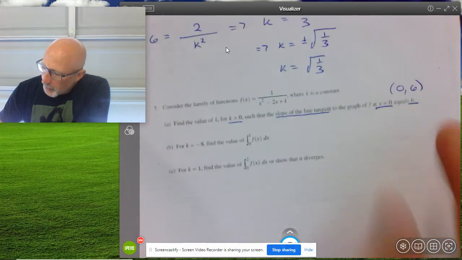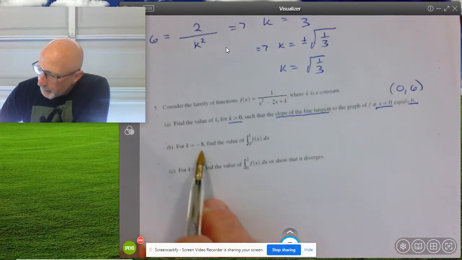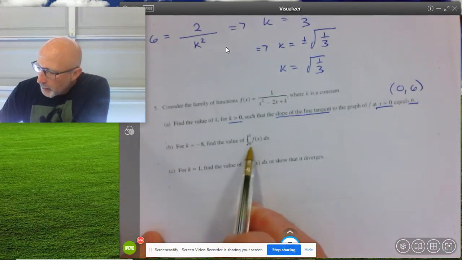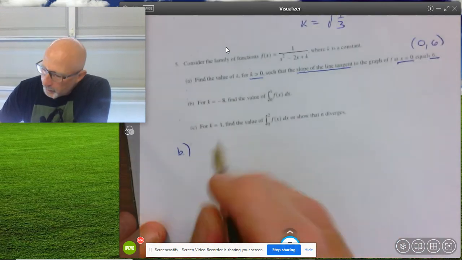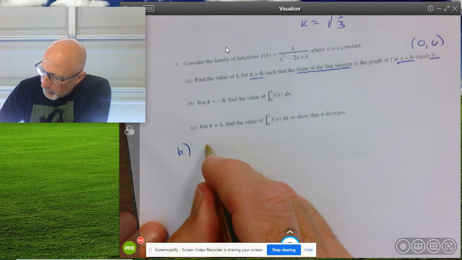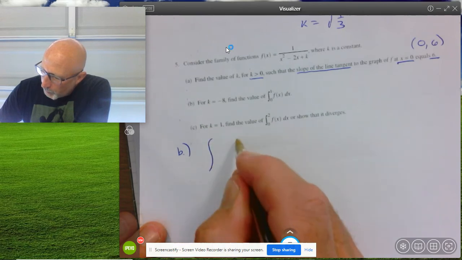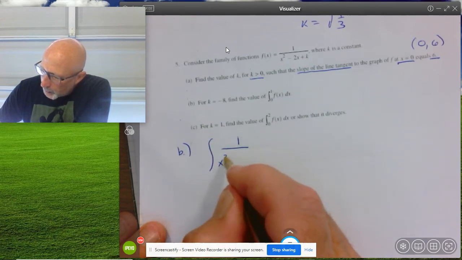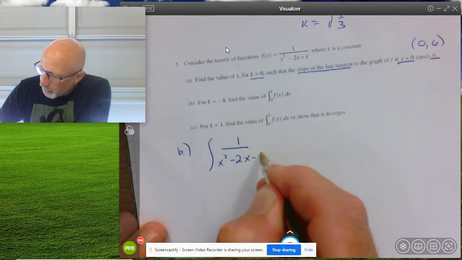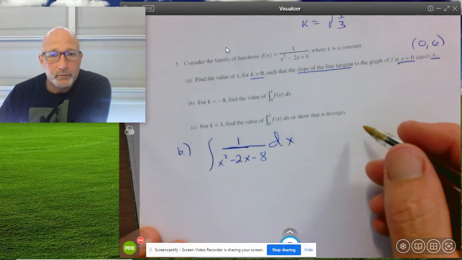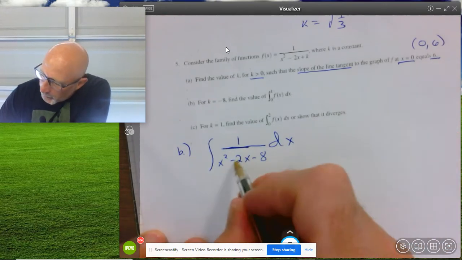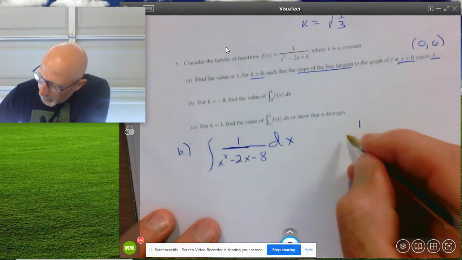Okay. B, for k is equal to -8, find the value of the integral here. So go ahead and plug this in. So for B, I have the integral of 1 all over x squared minus 2x minus 8 dx. So you know how to solve this. We have to do partial fractions. So I'm going to come off to the side. I'm going to factor that.